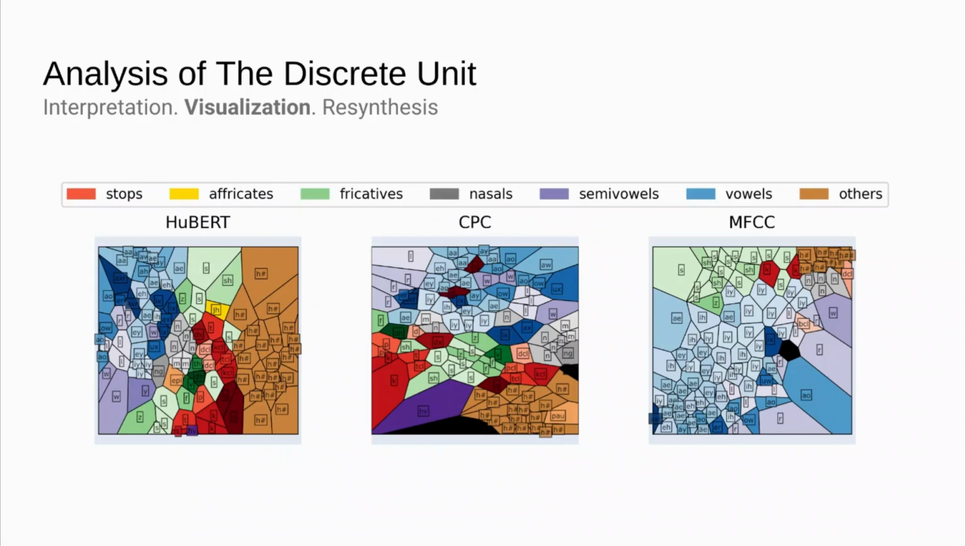The figures clearly show a consistent structure. First, units that represent the same phoneme are usually close. Moreover, phonemes from the same phoneme family also tend to be close to each other.